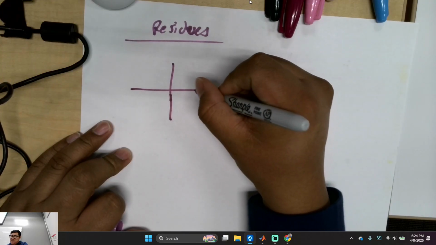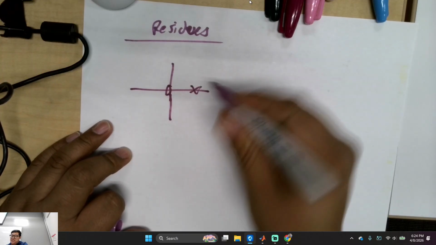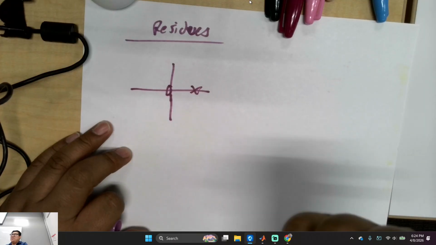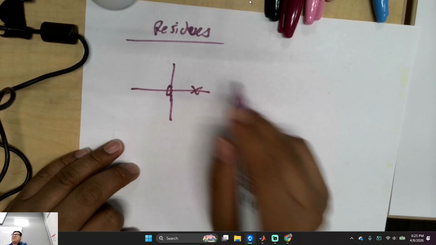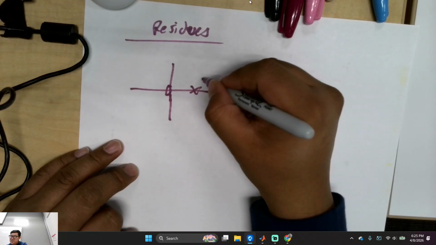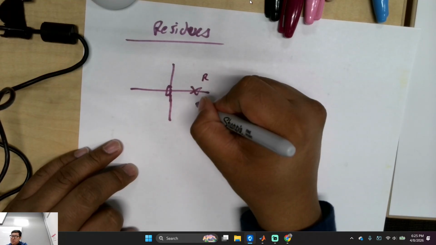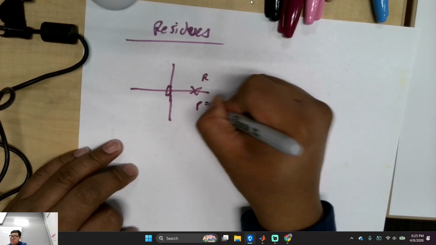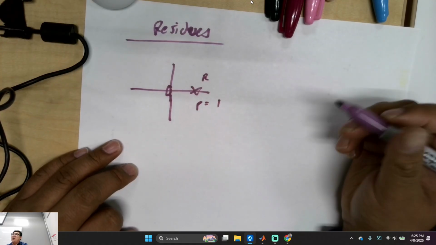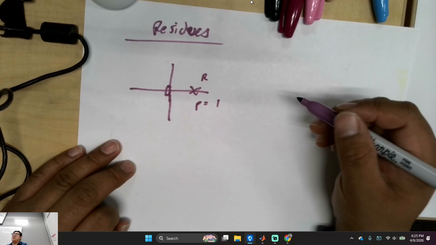If I had a zero and a pole right here, what's the inverse Z transform of this? Well, this is going to have a residue, and this is going to be a pole right here. Let's just say the pole is at 1. R, P, and K. Don't worry about K.